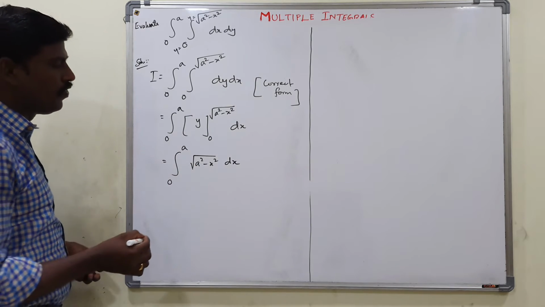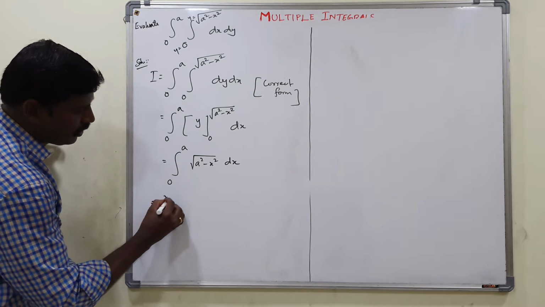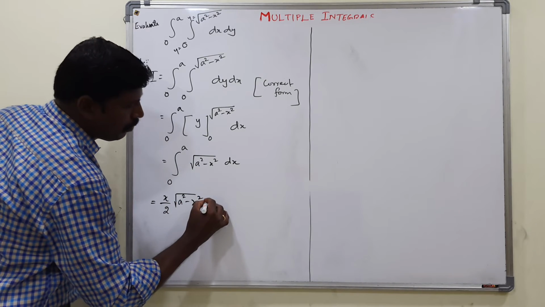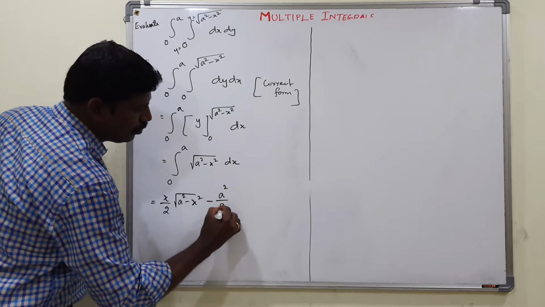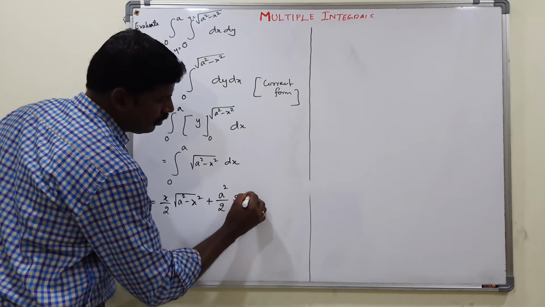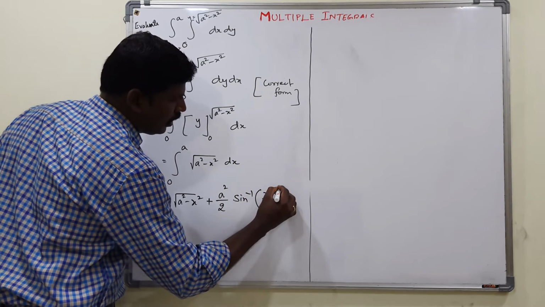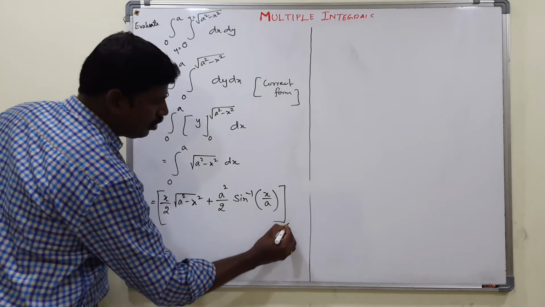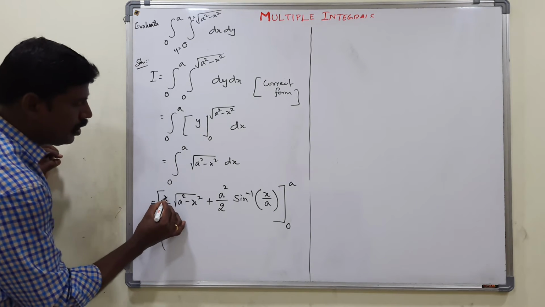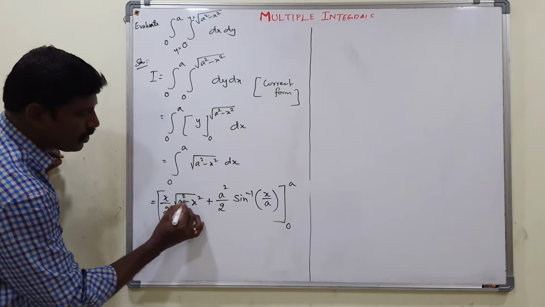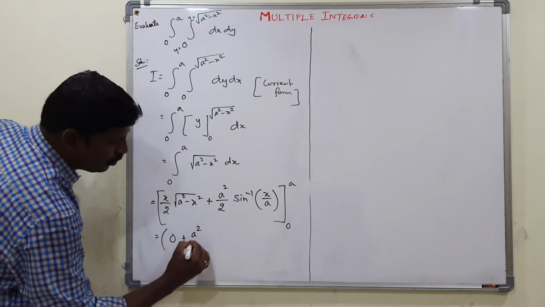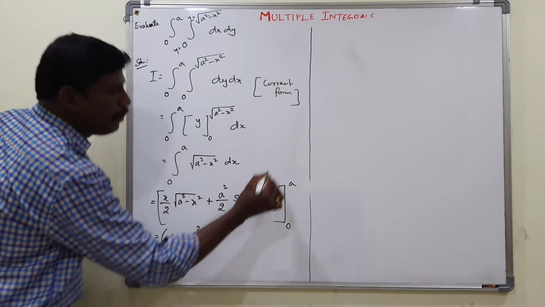So we have a direct formula for this integral, root of a square minus x square. What is the formula for that? x by 2 into root of the same value a square minus x square, plus a square by 2 into sin inverse x by a. We need to substitute the limit for 0 to a. Right? So by substituting the upper limit a first, a by 2 into root of a square minus a square, a square minus a square is 0. So the entire term becomes 0 plus a square by 2 into sine inverse of a by a.